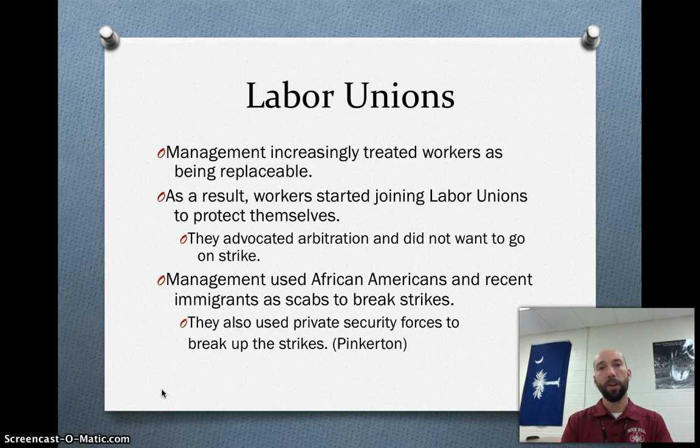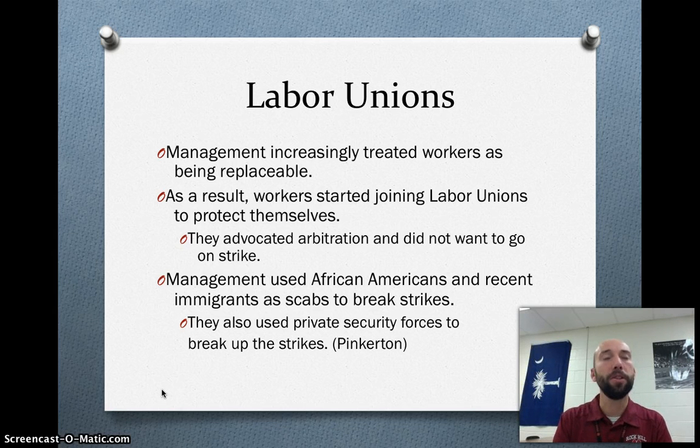As a result, workers start getting frustrated with their conditions and they start joining labor unions to protect themselves. These are groups of workers that join together. That's what a union is, a group of workers join together. And so they try to arbitrate. That means they try to negotiate with the business owners. They don't really want to go on strike because if they go on strike, they're not going to get paid. And of course, they need to be paid in order to survive. They don't really like the strike as a tool, but they will use it sometimes.